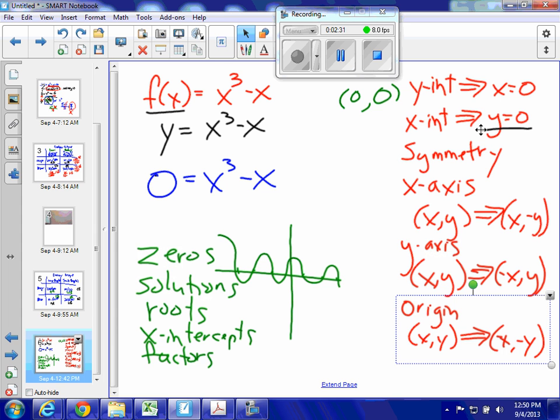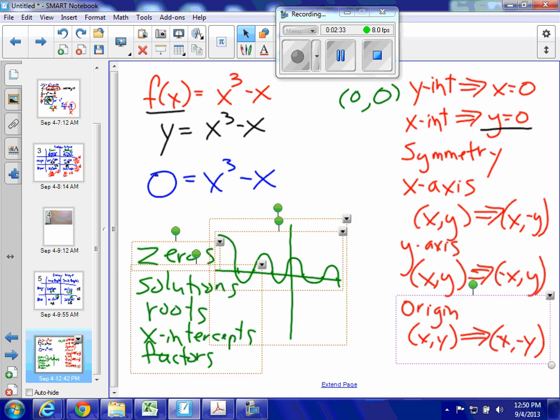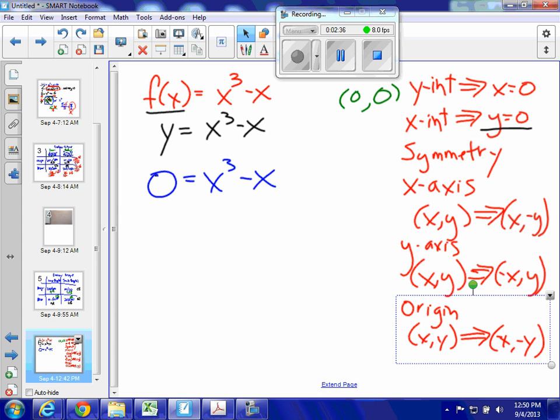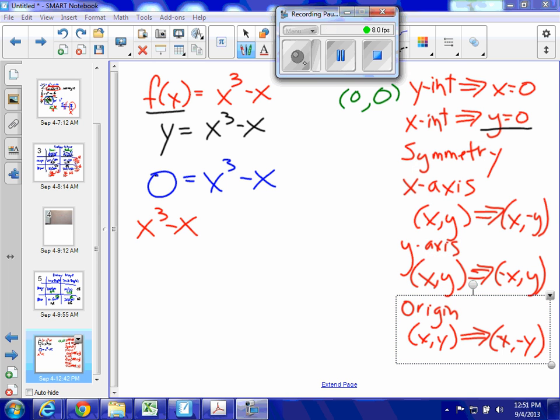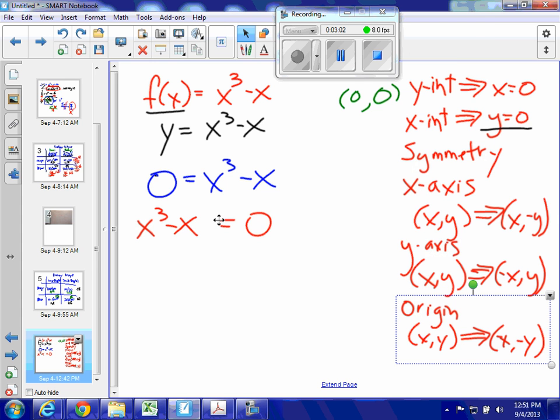So, let's look at this problem right here. Here I have to use a little bit of algebra. So, I'm going to switch sides here. I'm going to go x cubed minus x. So I like my x's on the left side. I had a little interruption there. So I'm going to go x cubed minus x is equal to 0. You know what? I actually don't like them on the left side. It doesn't matter.